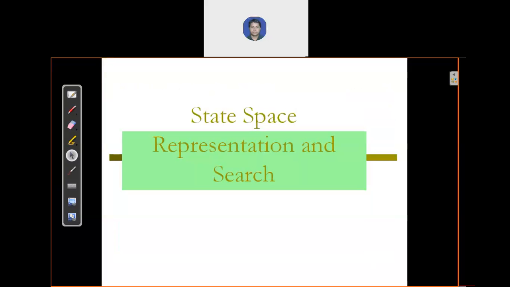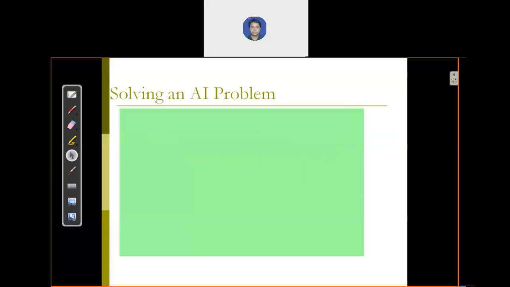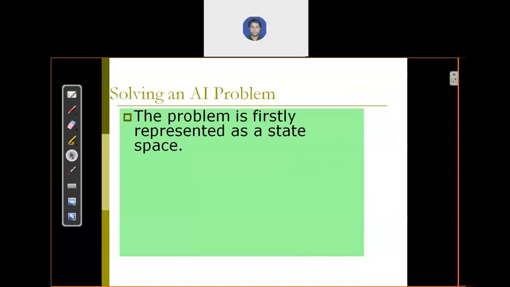In the last class, we discussed state space representation and search techniques. State representation is nothing but it shows the problem, how many states it can go to. So let's see what we discussed in the last class.